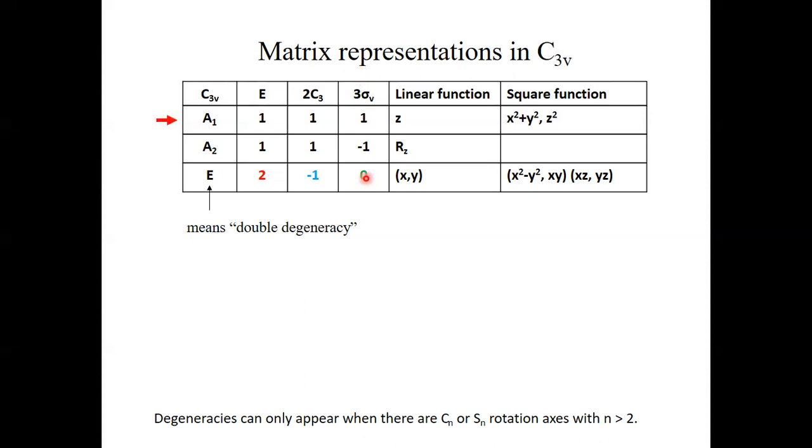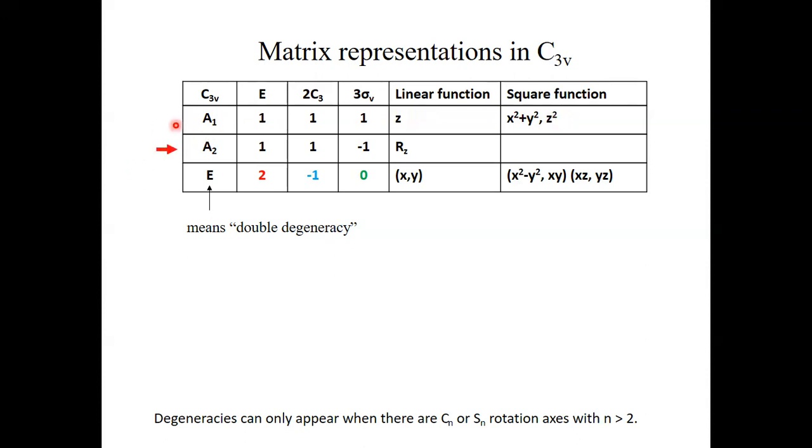So now, what are our irreducible representations that we have? We have overall 3. And the first one has the symmetry type A1. This is our totally symmetric irreducible representation. You see this due to the fact that all characters here are +1. So any linear function of z belongs to the symmetry type, as well as any function of x squared plus y squared and z squared.